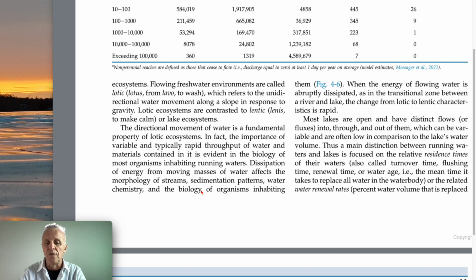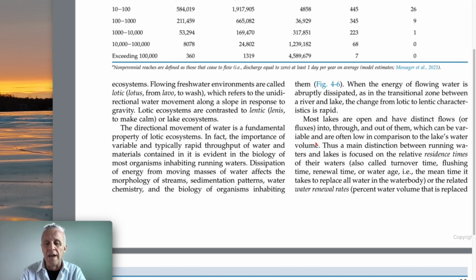Lotic ecosystems are contrasted to lentic, lenis, to make calm, or lake ecosystems. The directional movement of water is a fundamental property of lotic ecosystems. In fact, the importance of variable and typically rapid throughput of water and materials contained in it is evident in the biology of most organisms inhabiting running waters. Dissipation of energy from moving masses of water affects the morphology of streams, sedimentation patterns, water chemistry, and the biology of organisms inhabiting them.